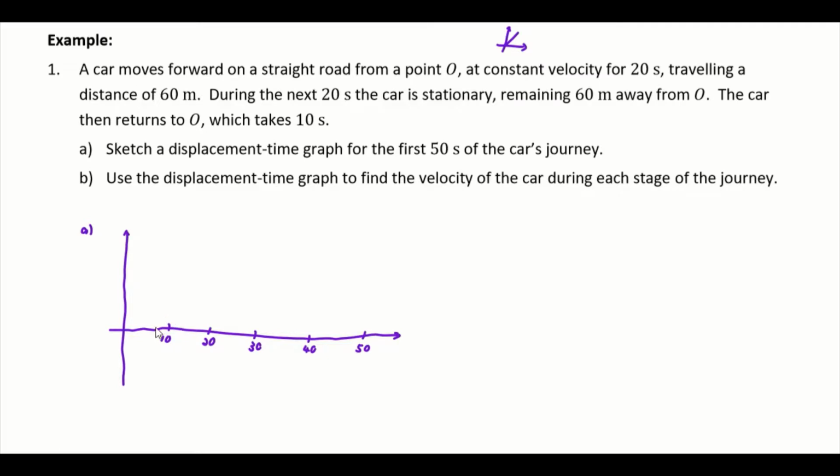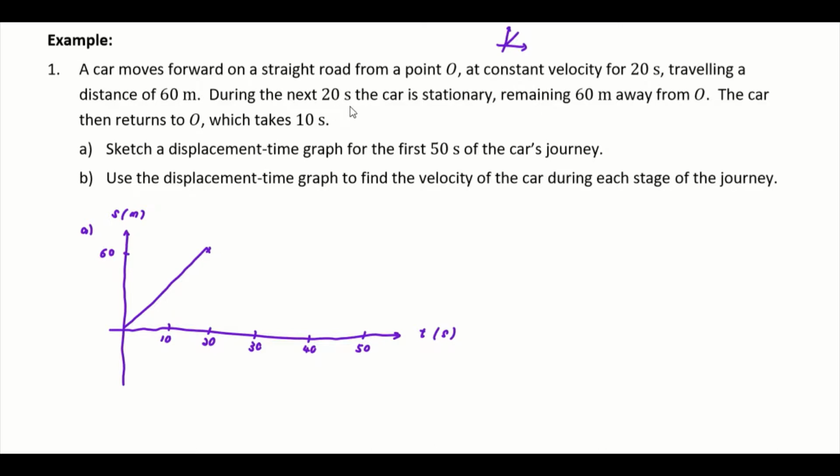So that's why for the first 20 seconds, it travels a distance of 60. So that's why here is 60. This is for our S, and this is for our T. Okay, so which means for the 20 seconds, it can reach 60, right? With a constant velocity, the graph will look like this.